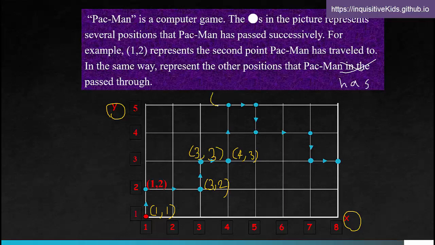This one has a horizontal value of 4 and a vertical value of 5. This one has a horizontal value of 5 and a vertical value of 5 as well. This one has a horizontal value of 5, a vertical of 4. This one has a horizontal value of 7, vertical value of 4.